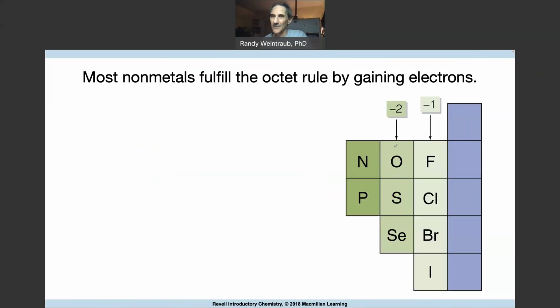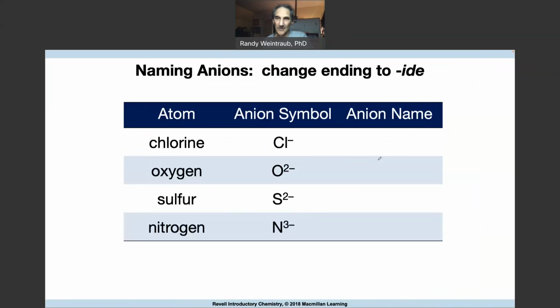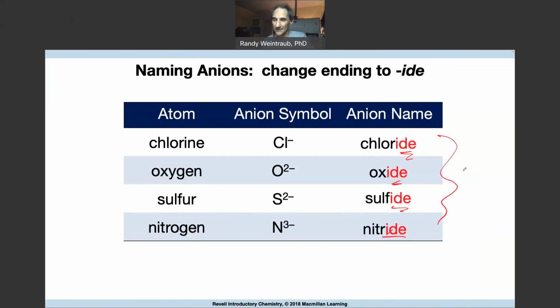What about group 5A, such as nitrogen and phosphorus? Well, consistent with the pattern that we've seen, they form 3- anions, gaining 3 electrons. And notice how we name these when they become charged particles or ions, anions in particular. We drop the last part and add a different suffix, an -ide suffix.